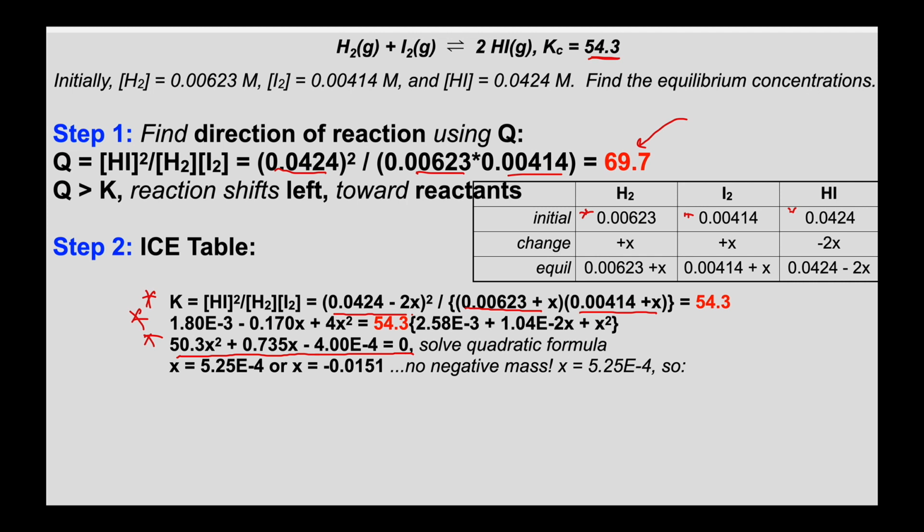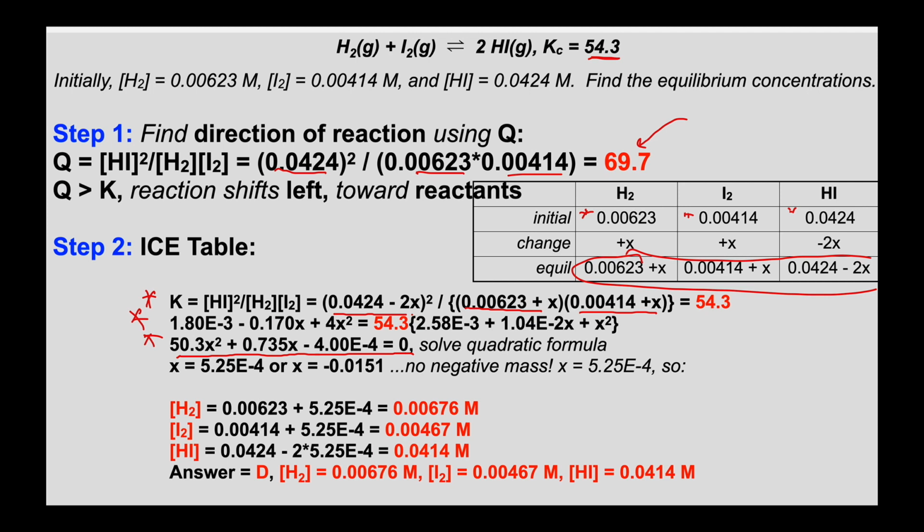So x is 5.25 times 10 to the minus 4. And that's what we'll plug in up here to find the equilibrium values of our reactants and products. So H2 would be 0.00623 plus that X, or 0.00676. I2 is that number. HI is that number. Answer is D. These problems are really great. If you can do this kind of stuff, you've got it down. You did Q versus K to see what direction you're going. You plugged it in to find x using the quadratic formula or the solve button on your calculator.